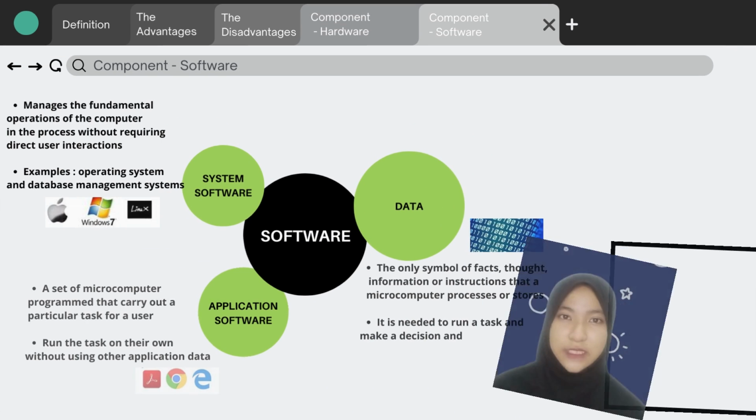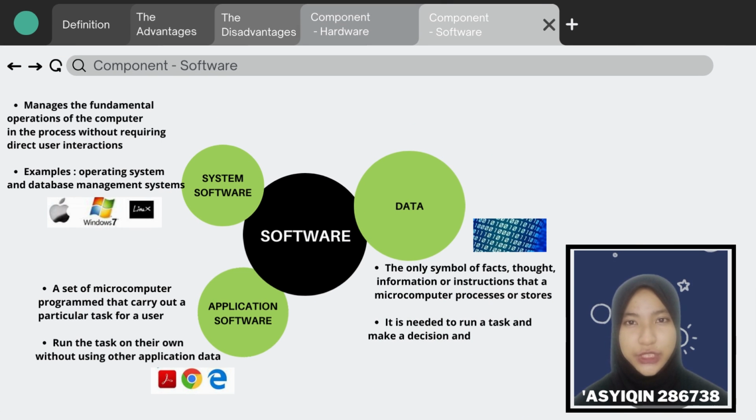We have system software. It helps to manage the fundamental operations of the computer in the process without requiring direct user interaction. For example, operating system and database management system.